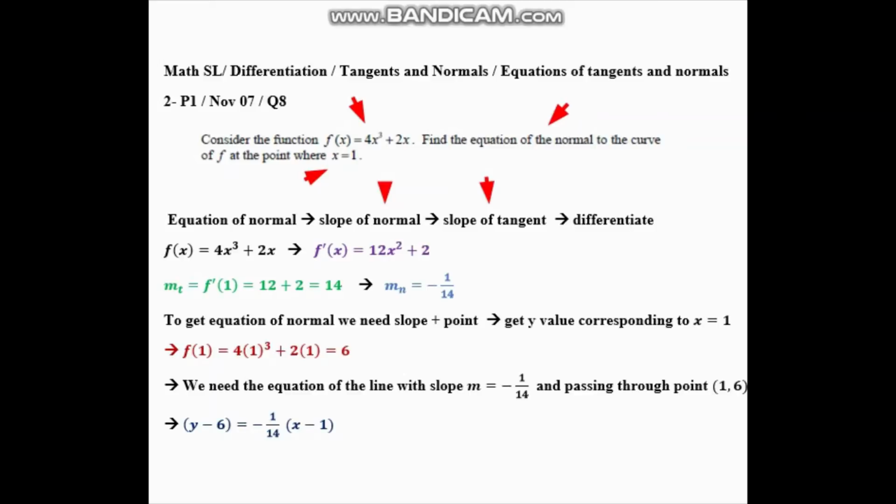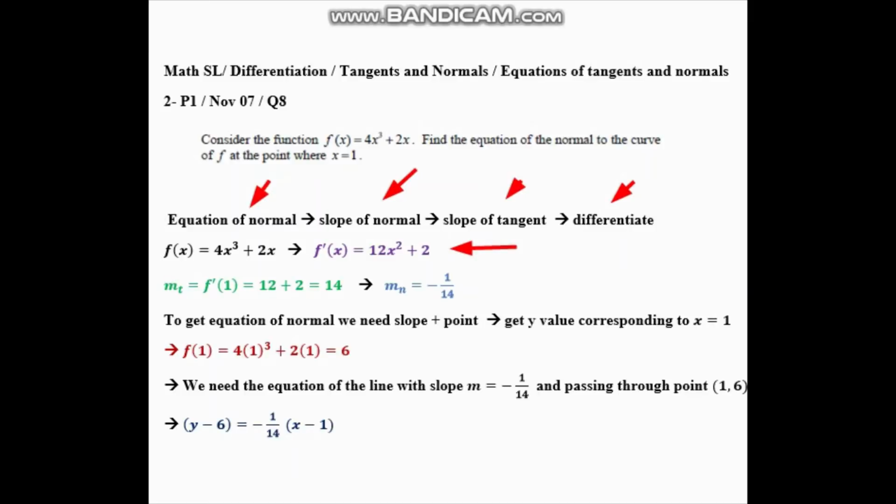And in order to get the slope of the tangent, obviously I'm going to have to differentiate. So actually what we're going to do is follow this chain but in reverse order. I'm going to differentiate, then find the slope of the tangent, use it to find the slope of the normal, and then use that to get the equation of the normal. So I start by differentiating. Of course, this is very simple differentiation.